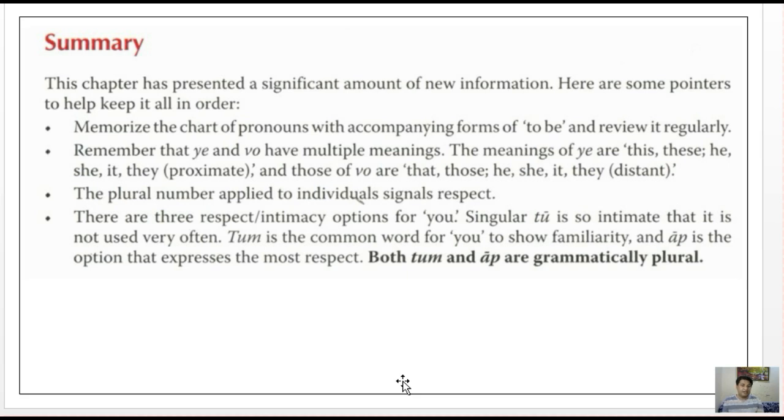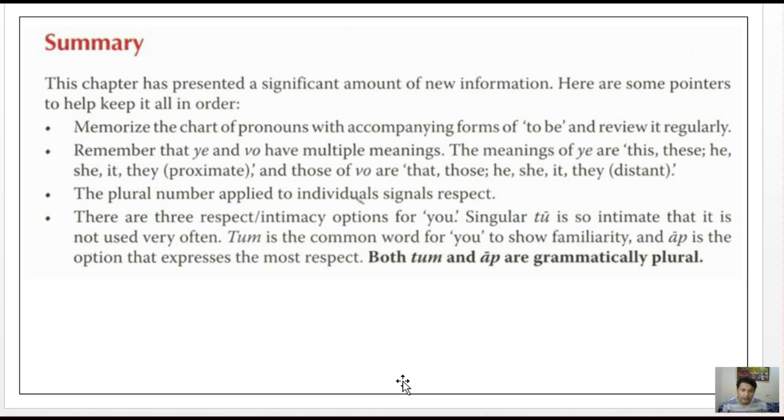Remember that ye and wo have multiple meanings. The meaning of ye is this, these, he, she, it, and they, proximate. And those of wo are that, those, he, she, it, they.